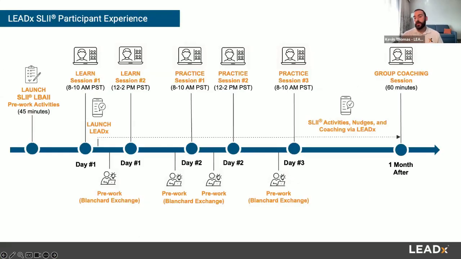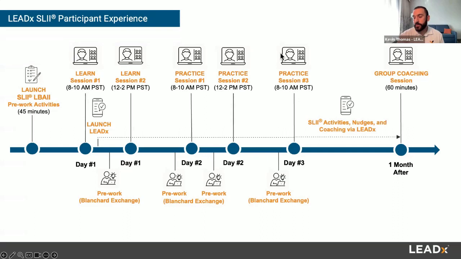So what does this look like? Let's map it out as a timeline here. What does it look like with LEADx? So as I mentioned, you have the launch portion here with the pre-work. You then jump into the first live workshop, the learn session number 1. At the end of that, we would launch LEADx, so get participants set up. They can start receiving personalized nudges based on their natural leadership style. There's pre-work in between each of the 5 sessions.